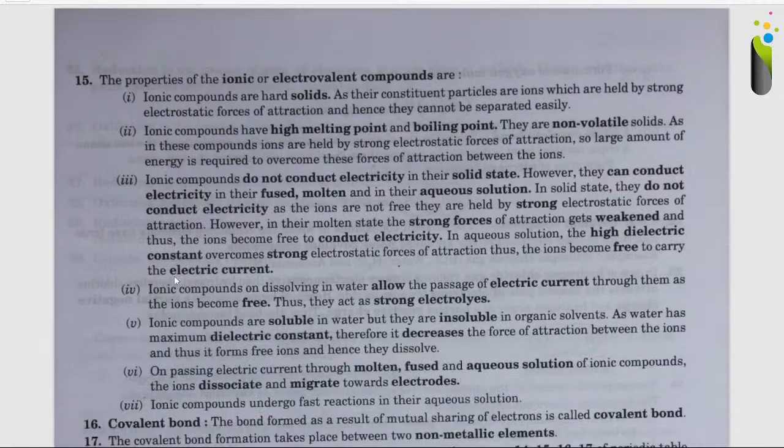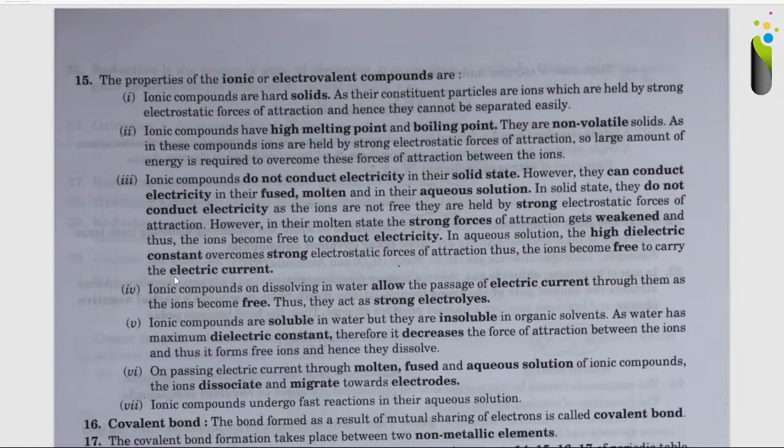Now coming to the next, that is the properties of ionic or electrovalent compounds. So let us talk about the properties of ionic or electrovalent compounds. First, ionic compounds are hard solids as their constituent particles are ions which are held by strong electrostatic forces of attraction and hence they cannot be separated easily.